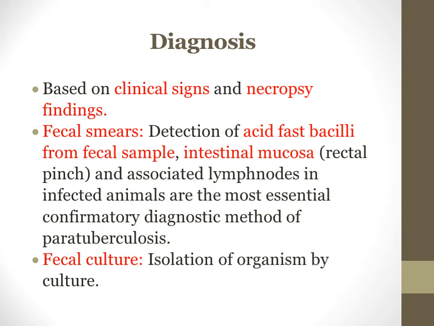Smears from the associated lymph nodes of the cecum and colon in an infected animal are also an important and confirmatory diagnostic method for paratuberculosis. But all these are at the last stage of the disease. In the early stage it is difficult to provide a diagnosis, but in some cases when they excrete the bacilli, it is possible to diagnose earlier. Fecal culture is isolation of the organism by culture in the laboratory.